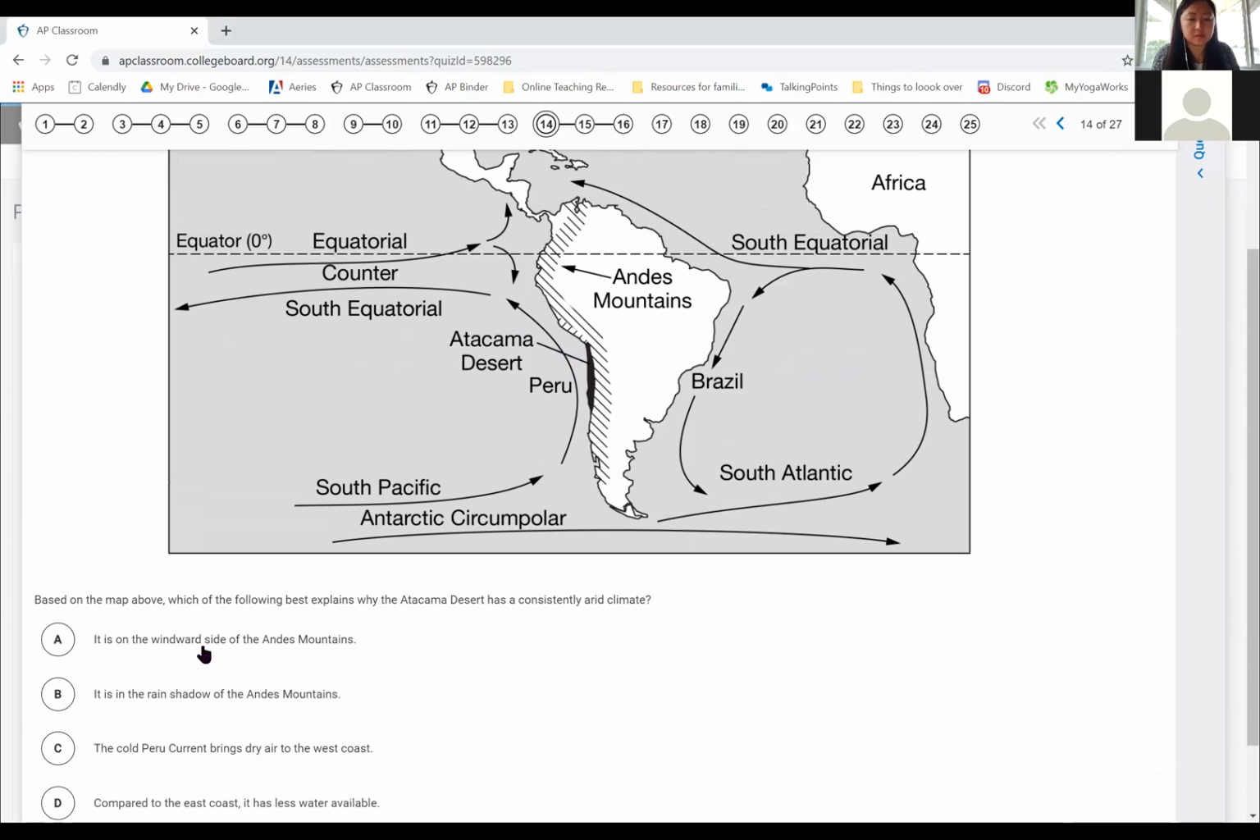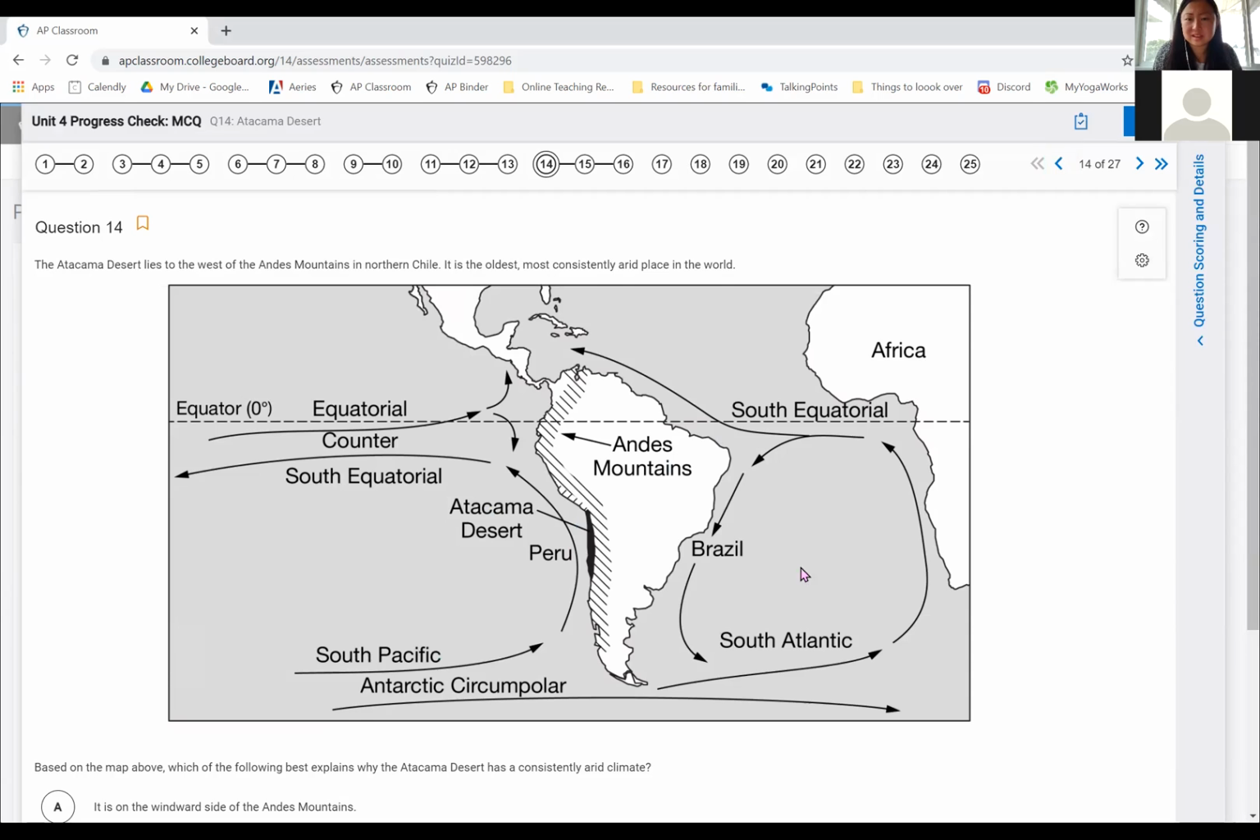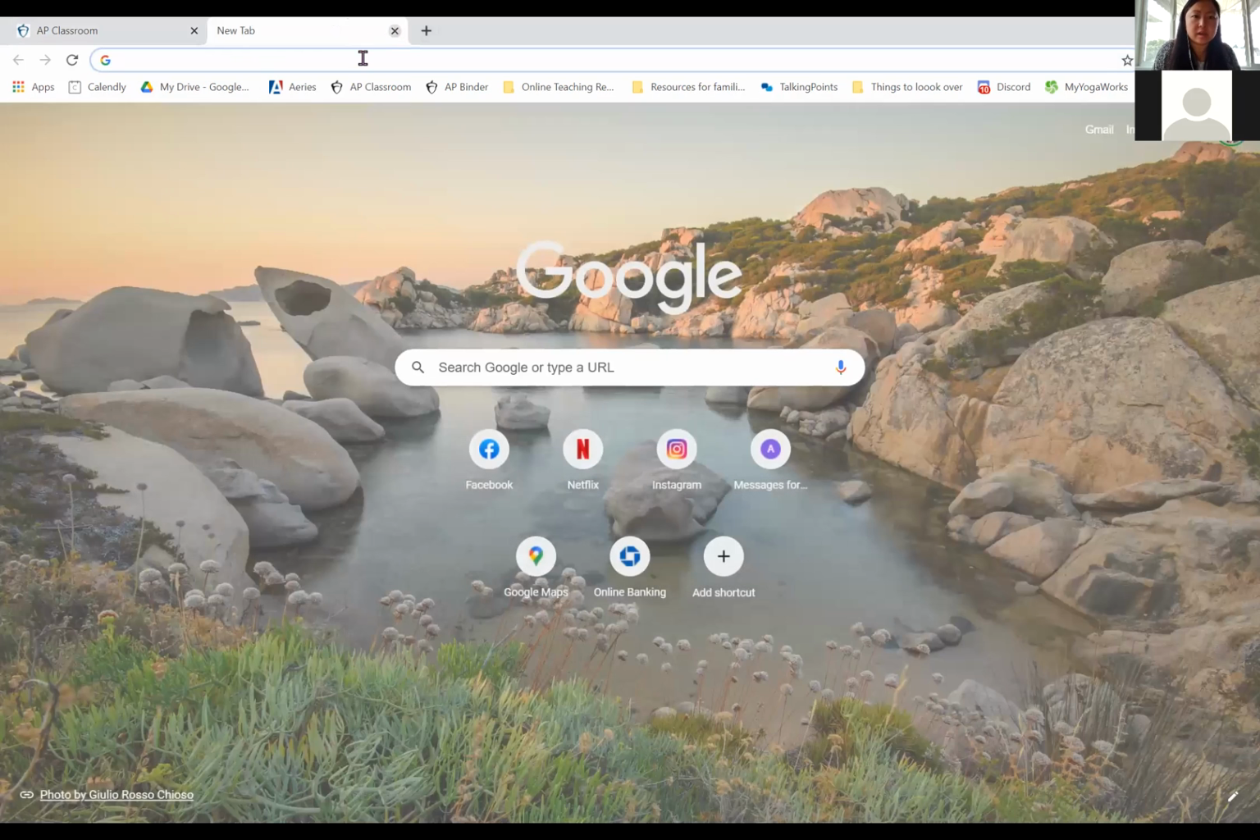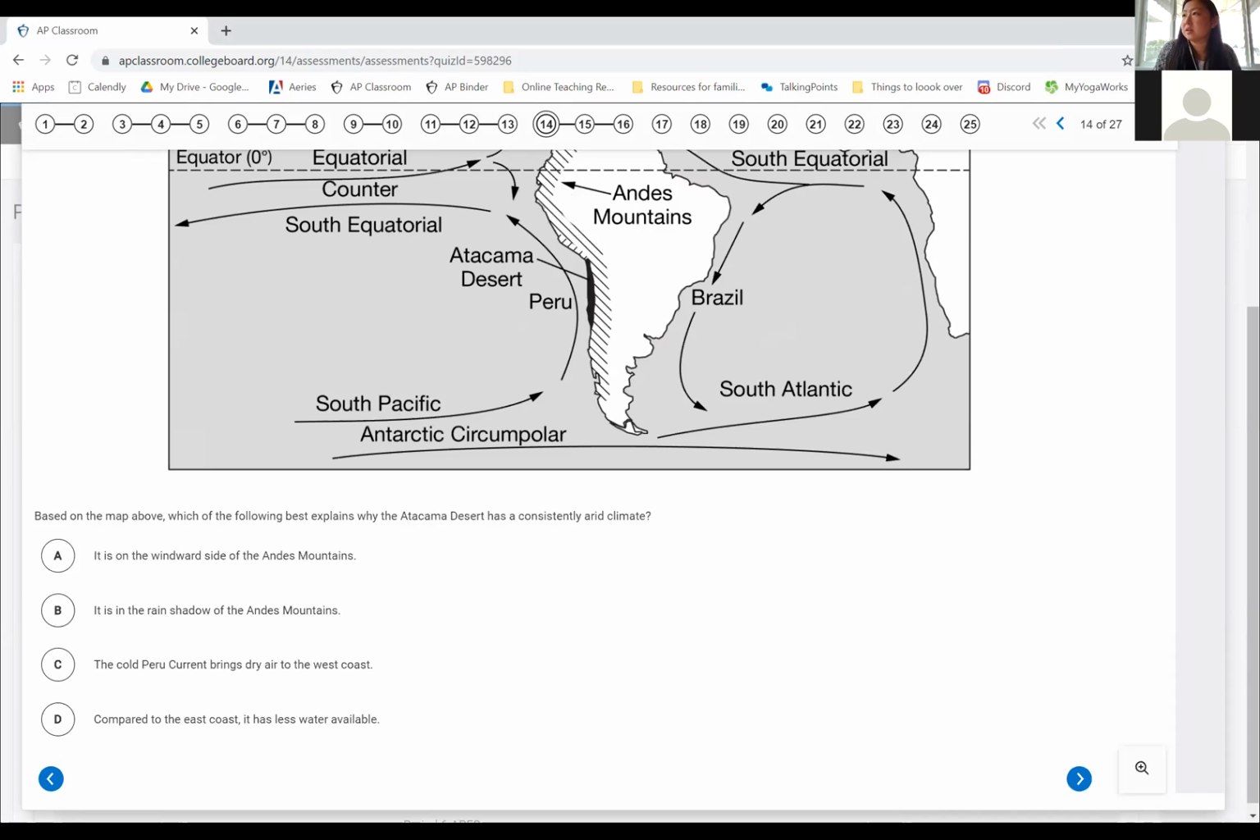Windward, I don't think is a vocab word that is very important. Okay, windward. It has to do with the rain shadow effect, right? Yeah, windward. Do they talk about windward at all? Yeah, windward is the side closest to the ocean, versus leeward, which is inland. Yes. Okay.